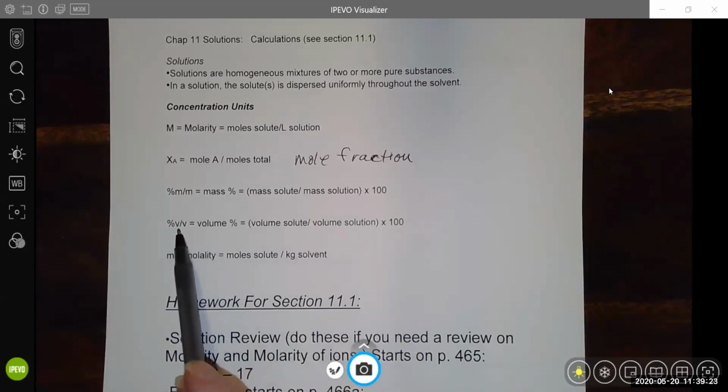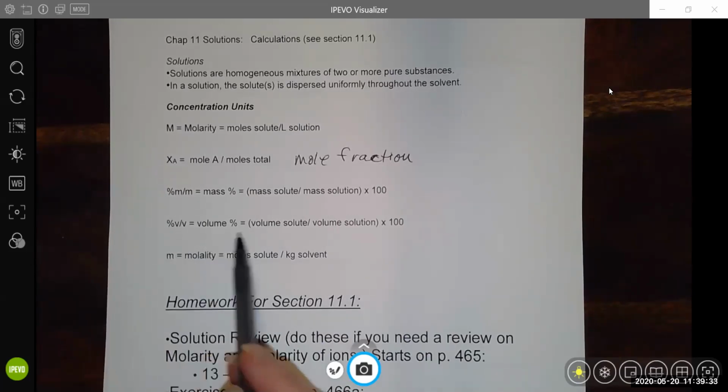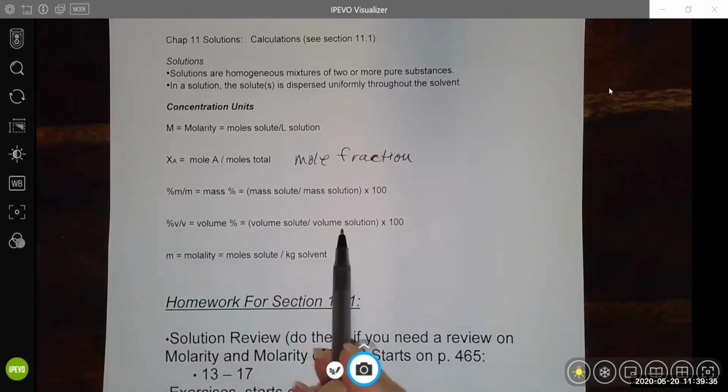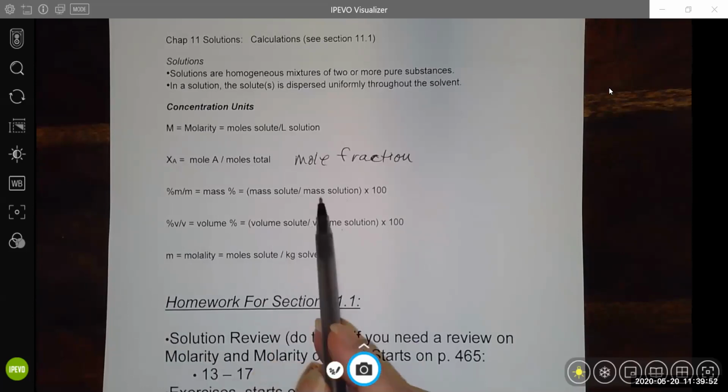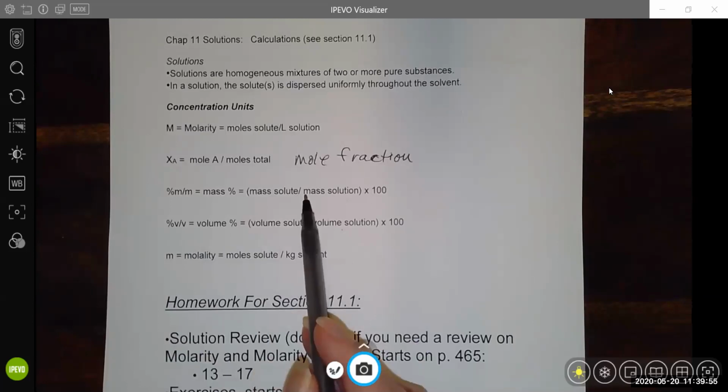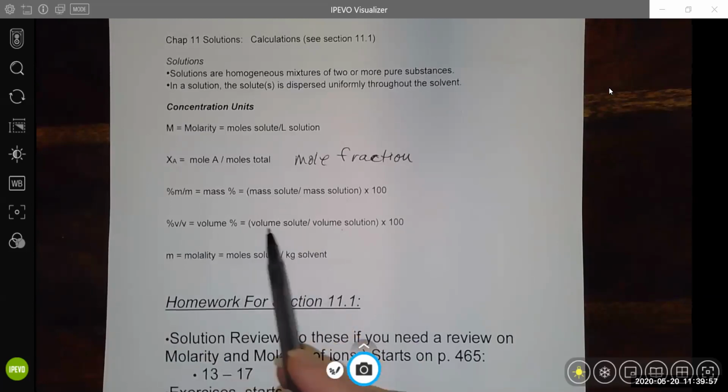Sometimes we do it in volume, percent by volume, and sometimes you see this on beer, percent alcohol by volume. The volume percent would be the volume of the solute over the volume of the solution times 100. We use this a lot when the solute itself, the thing you're dissolving, is also a liquid. So if it's a liquid dissolved in another liquid, this is kind of convenient. If it's a solid dissolved in a liquid, a lot of the time we use the mass percent. We're not going to do any calculations with volume percent.